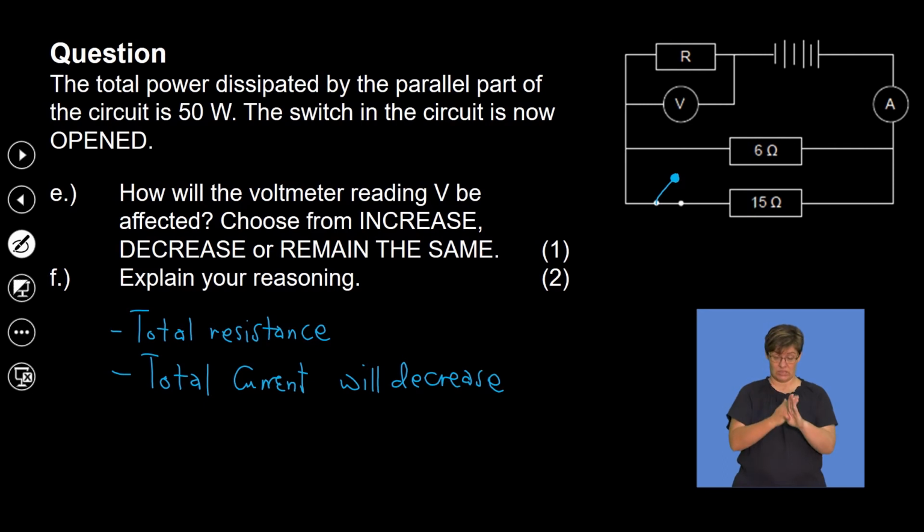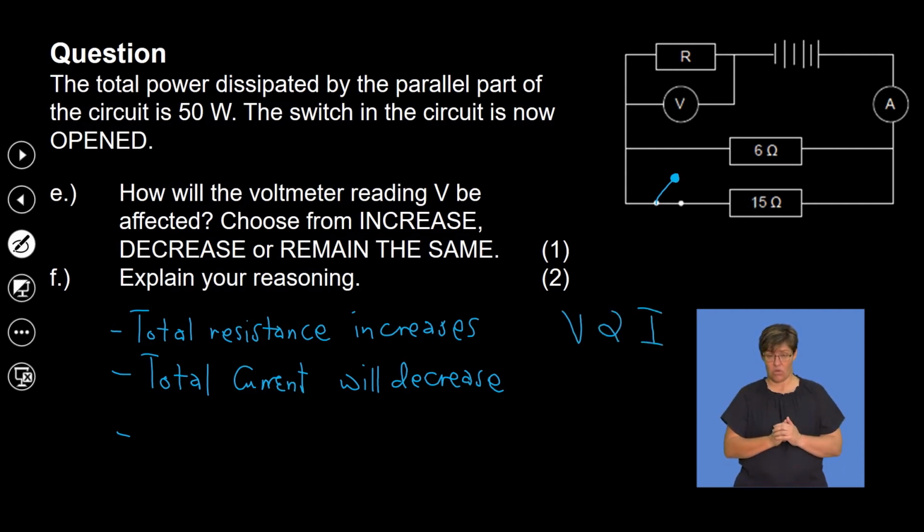So we're saying the total resistance increases. Very important to mention that it increases, not just changes. Okay, it increases. So we know from Ohm's law that current and voltage are directly proportional. So if the current decreases, that will also have an effect on the voltage, because V is directly proportional to I. Okay, so a decrease in current will be accompanied by a decrease in voltage. So the voltage will decrease.